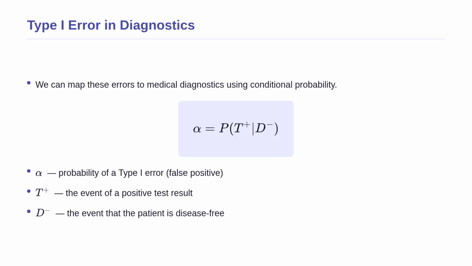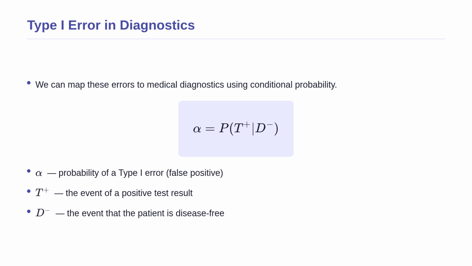Now that we understand clinical trials, let us look at how these errors apply to medical diagnostic testing, using conditional probability. When a patient takes a test, the null hypothesis is that they are healthy. Therefore, a type 1 error occurs when a healthy person gets a positive test result. Mathematically, alpha equals the probability of T+ given D-.